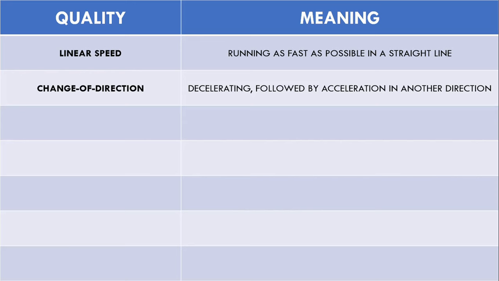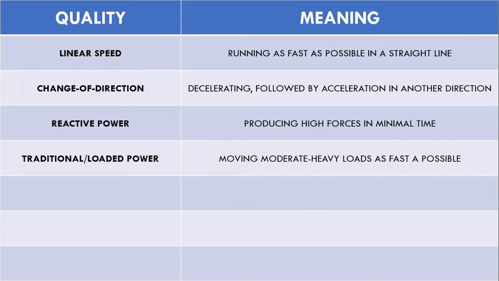Reactive power is the next quality, which refers to the ability to produce high forces in very short times. The stretch shortening cycle plays a large role in this quality, allowing efficient force transfer through the use of elastic energy. The next quality is traditional power. This refers to moving moderate to heavy loads as fast as possible. This is similar to reactive power, although loads used are much heavier, therefore the speed of movement is much slower.